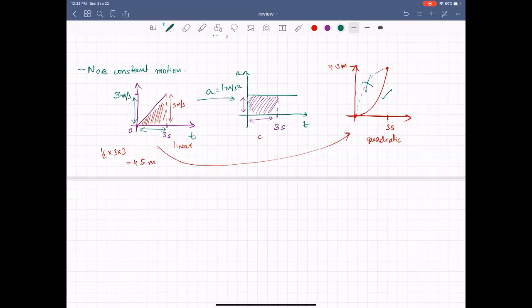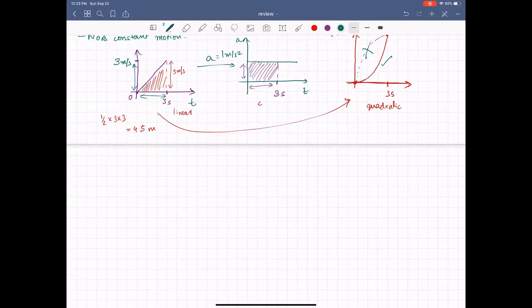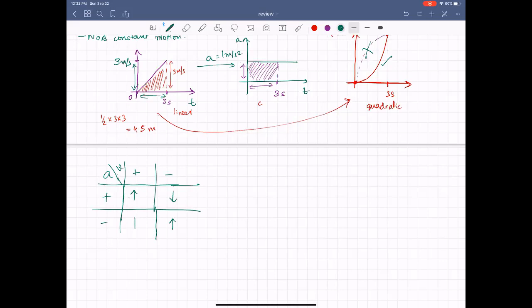And there's only a finite number of these relations. For example, one thing that we did in class was look at acceleration and velocity. The velocity can be positive or negative, and the acceleration can be positive or negative, so what does that mean for the motion? If both acceleration and velocity are positive, then it's speeding up. Similarly, if they're both negative, then it's still speeding up. And if they're opposite signs, then it's slowing down.